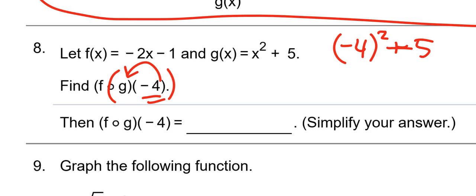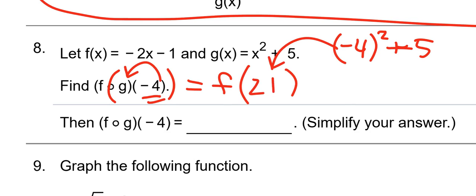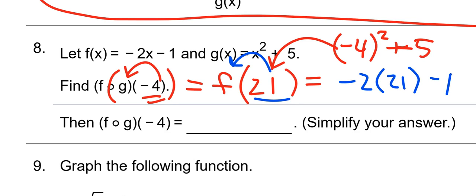21. Thank you very much. This becomes f of 21, right? What am I supposed to do with the 21? Plug it into the f function. So -2 times 21 minus 1 is -2 times 21 minus 1. I got a vote for -43. Can I get a witness? Amen. Motion is passed. -43.